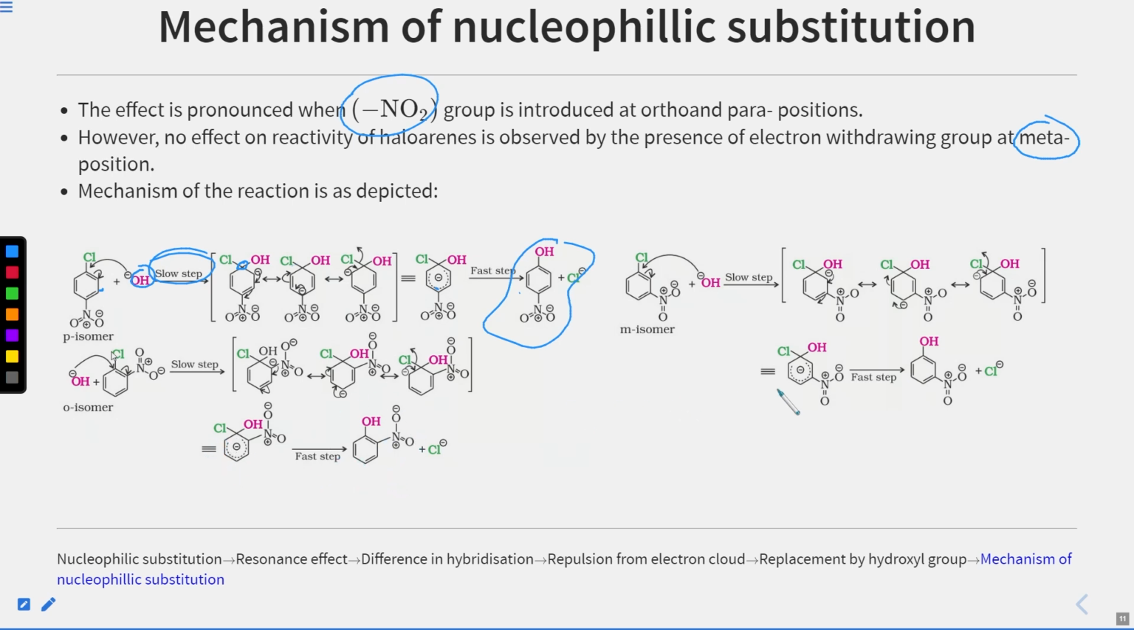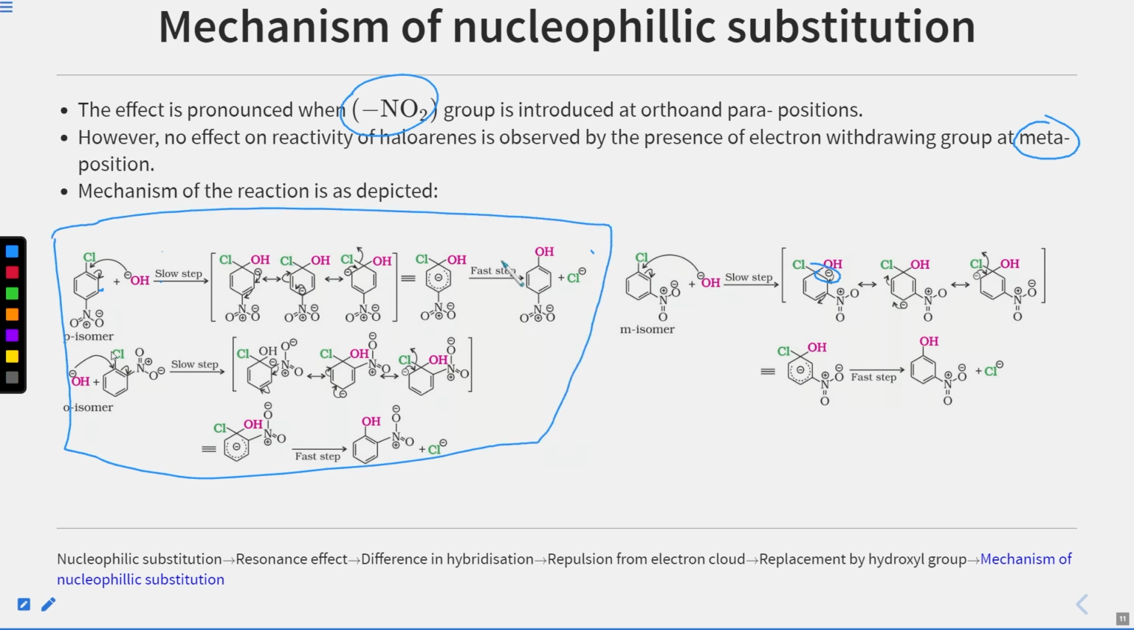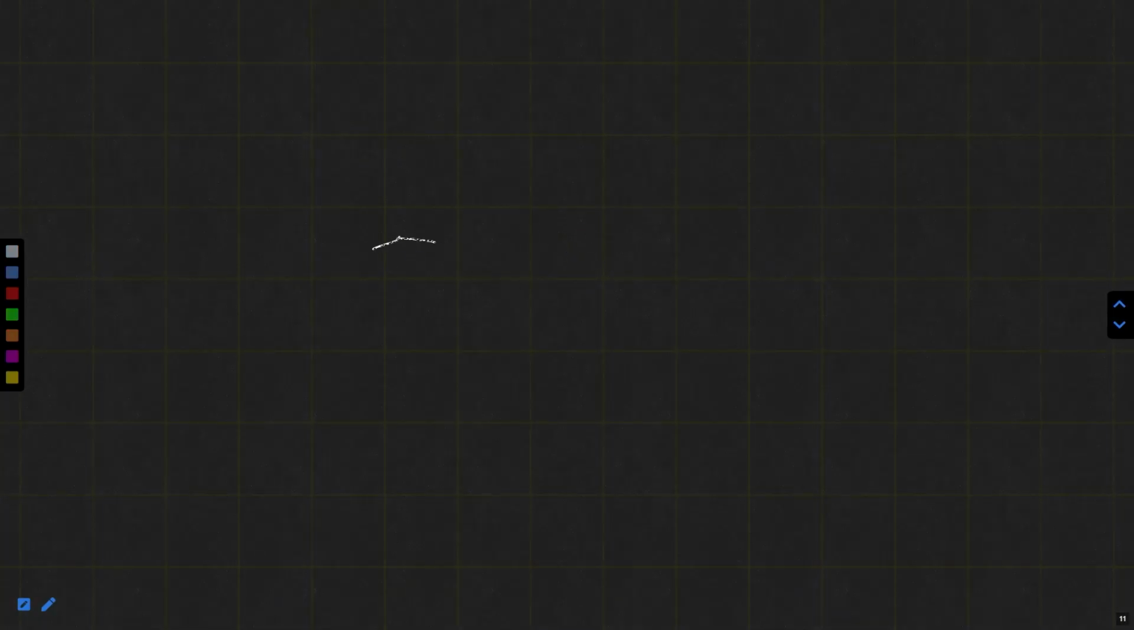The same thing goes with the meta. We again have a negative charge here which cycles through all of this ring, and at last it kicks out your Cl group. Now what is the difference? I would ask you, what is the difference between these two reactions and this reaction? So if you remember, this nitro group is an electron withdrawing group.